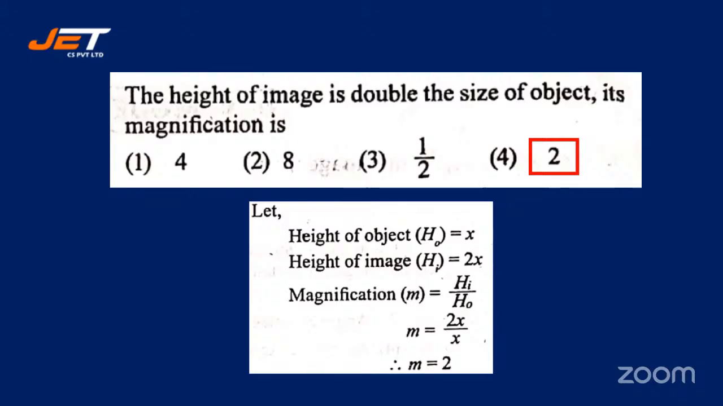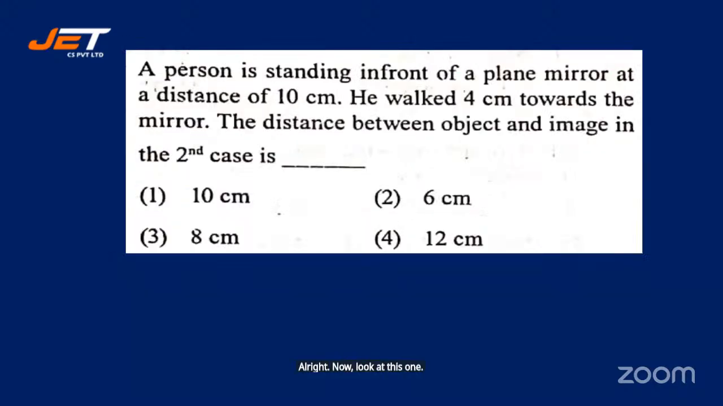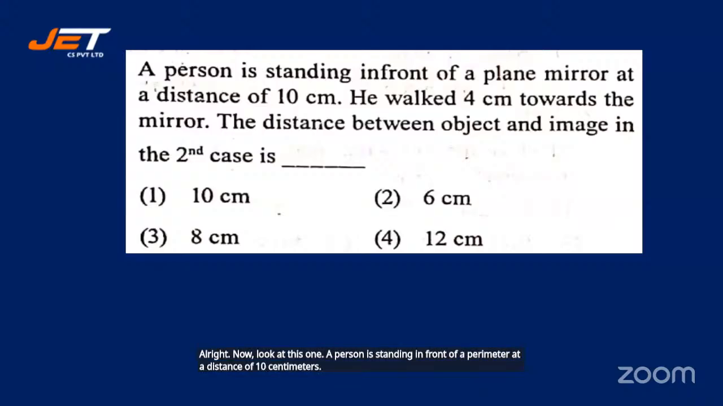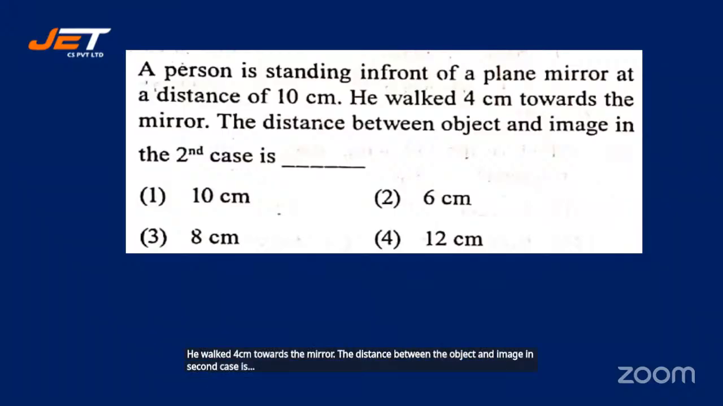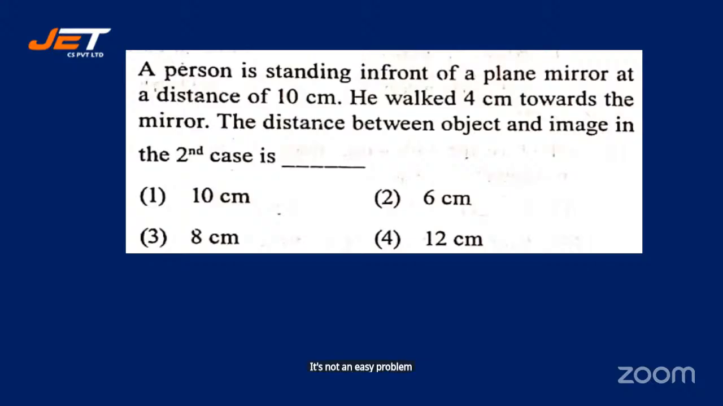All right. Now look at this one. A person is standing in front of a plane mirror at a distance of 10 centimeters. He walked 4 centimeters towards the mirror. The distance between the object and image in the second case is? Use pen, pencil, paper and solve it, students. It's a very easy problem, but if you miss where to measure from, what to measure. The distance between the object and the image, not the mirror. Object and the image in the second case.